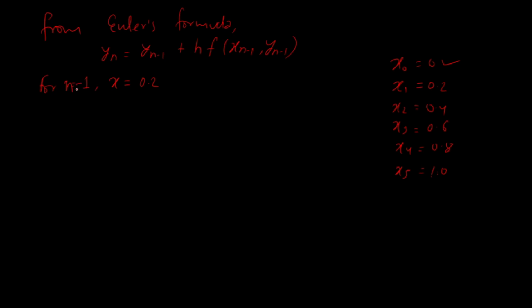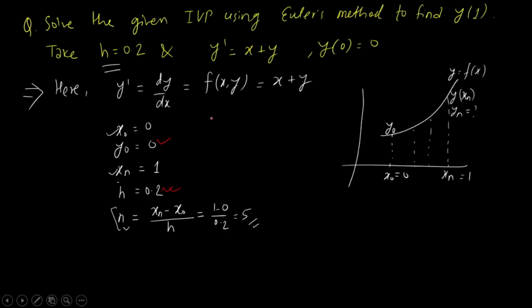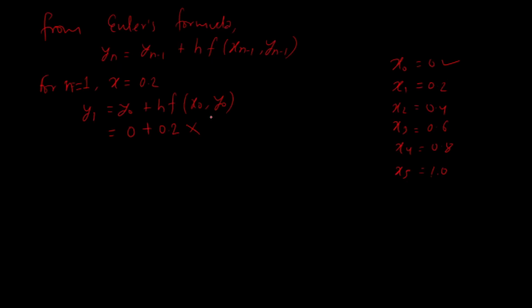Basically here is n. So when n is 1, x is 0.2, then the formula becomes y1 equals y naught plus h f(x naught, y naught). This will be equal to y naught, which is 0 given by the question, plus h, which is 0.2, into f of x naught, y naught. f of x naught, y naught will be x naught plus y naught. So I'll write here 0.2 times (x naught plus y naught), where x naught is 0 and y naught is 0. So y1 will be 0, right?